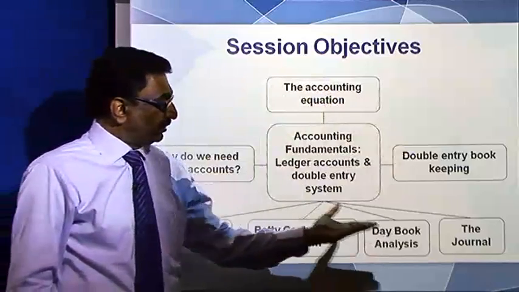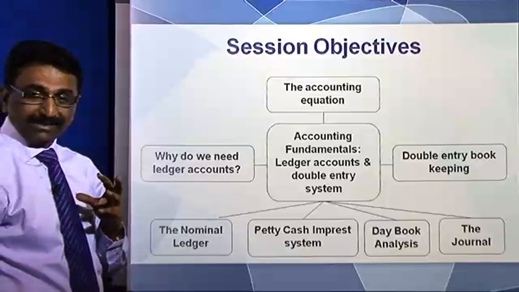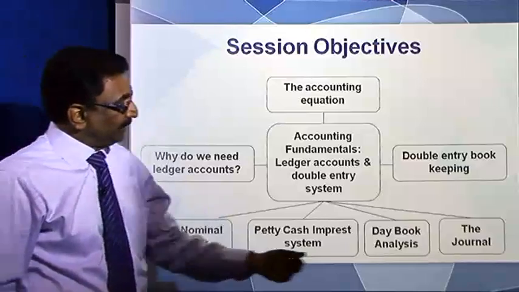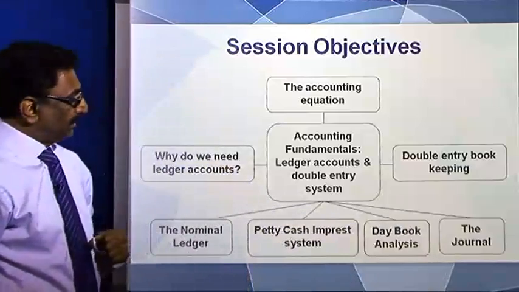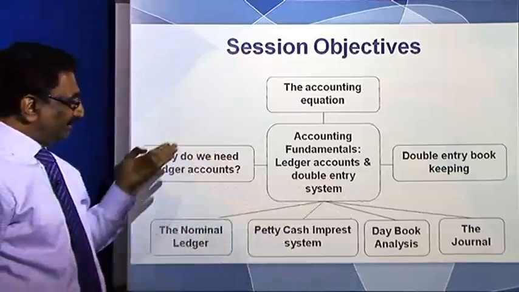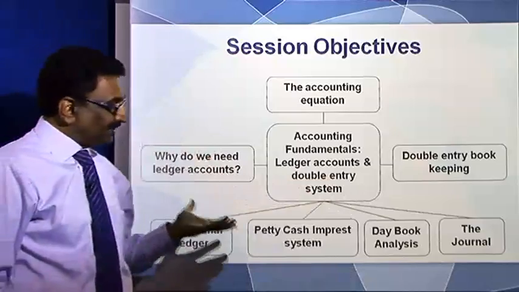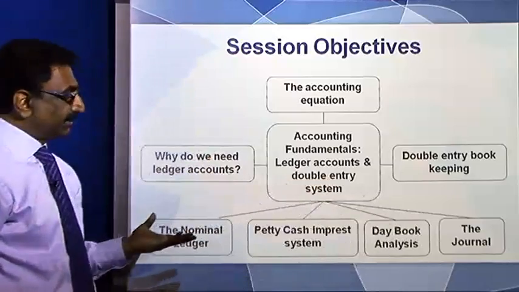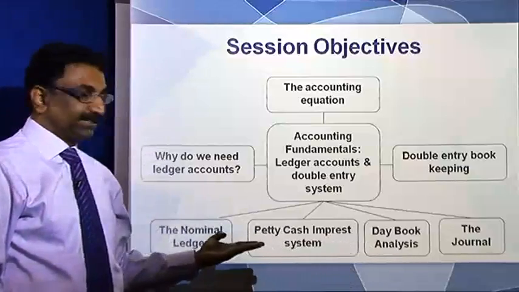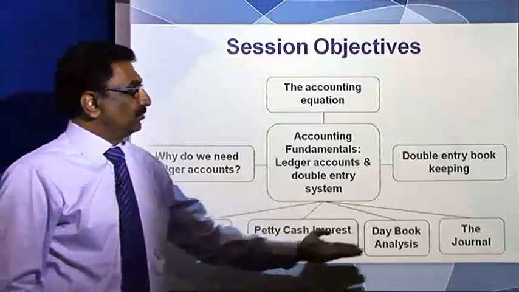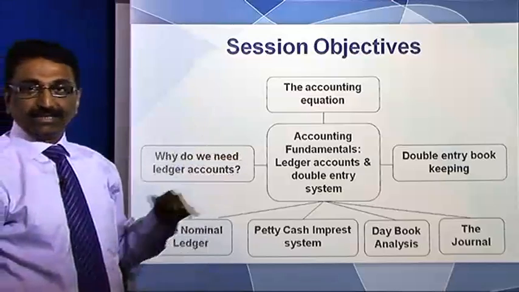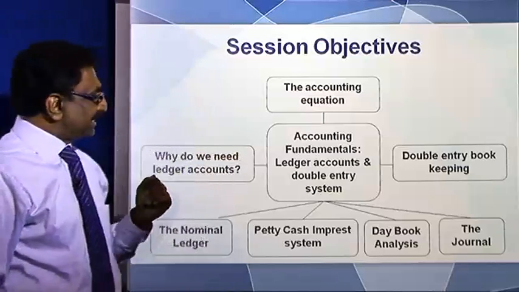From there we will come to the other book of prime entry, which we said in the last session we would discuss at a later time, the journal. We will also look at how journal and ledger are related. Initially we will just understand why ledger, and then look at it in a little more detail in conjunction with journal, and thereafter we will see how the books of prime entry also lend themselves to the double entry bookkeeping system.